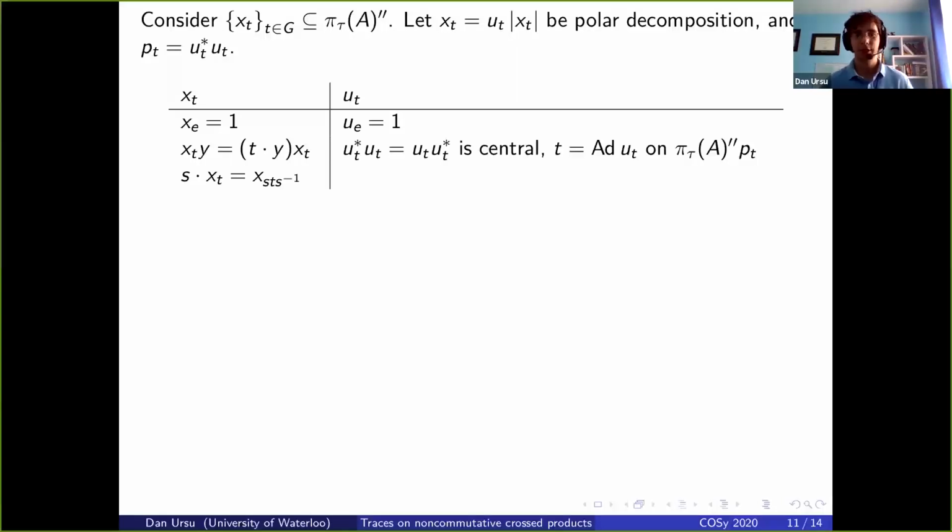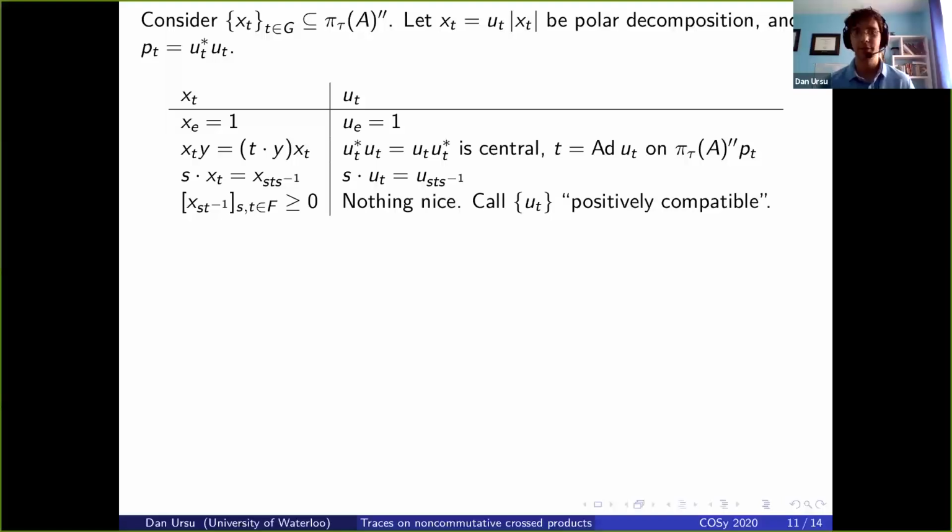So this conjugation condition, you could probably guess what happens with your partial unitaries. Same thing. And this positivity condition, well, nothing nice comes out of it. So I'll just say that these u_t are positively compatible if they arise from some x_t satisfying this, this, and that.